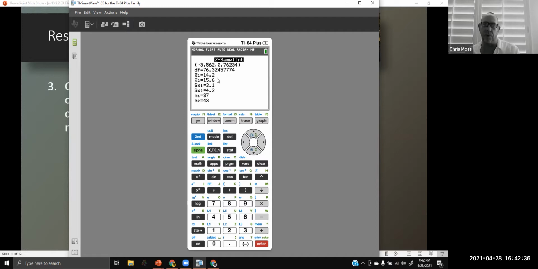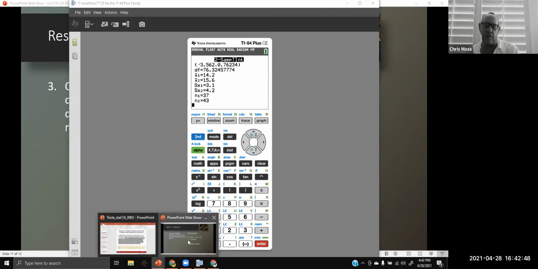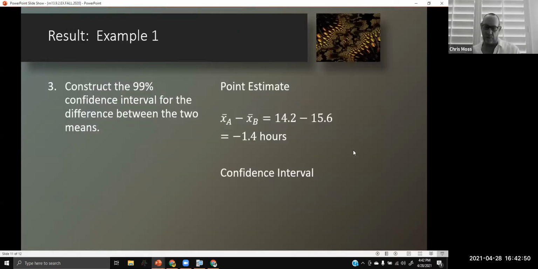Negative 3.56 and change to a 0.76 and change. I'm going to round that to 1 decimal place because my summary stats also have 1 decimal place. So when I come back to my presentation here, that confidence interval looks like a negative 3.6 hours less than mu sub A minus mu sub B, less than a 0.8 hours.